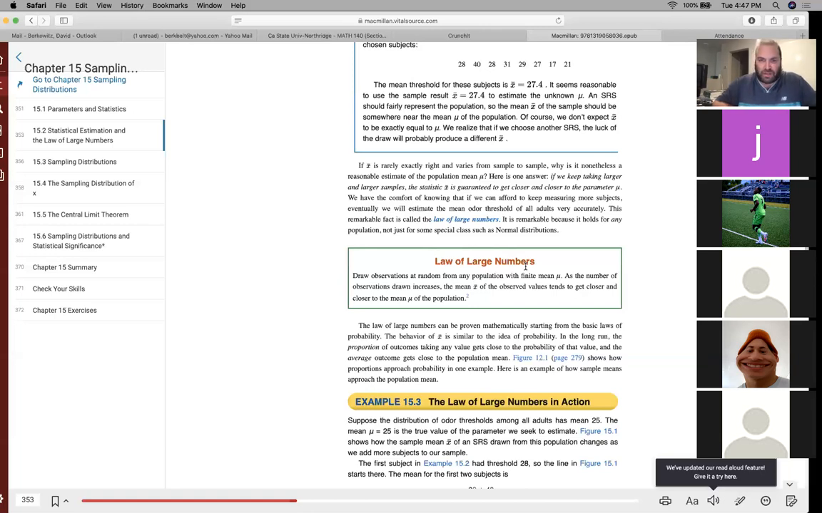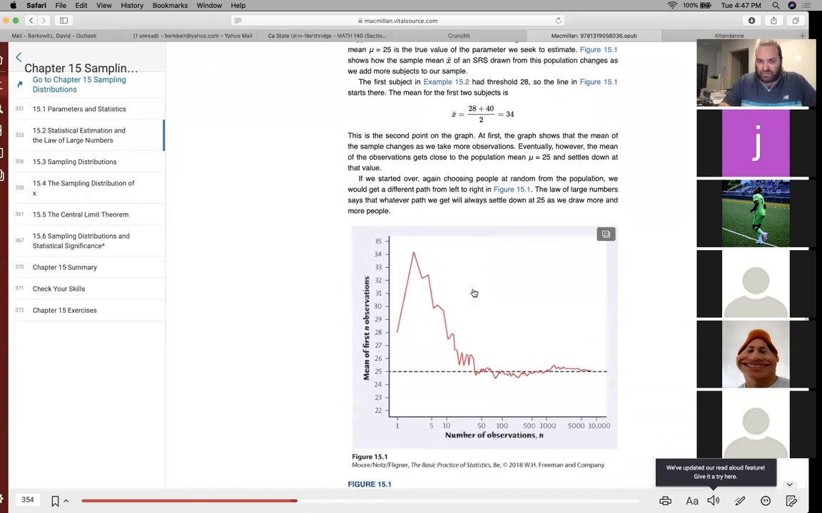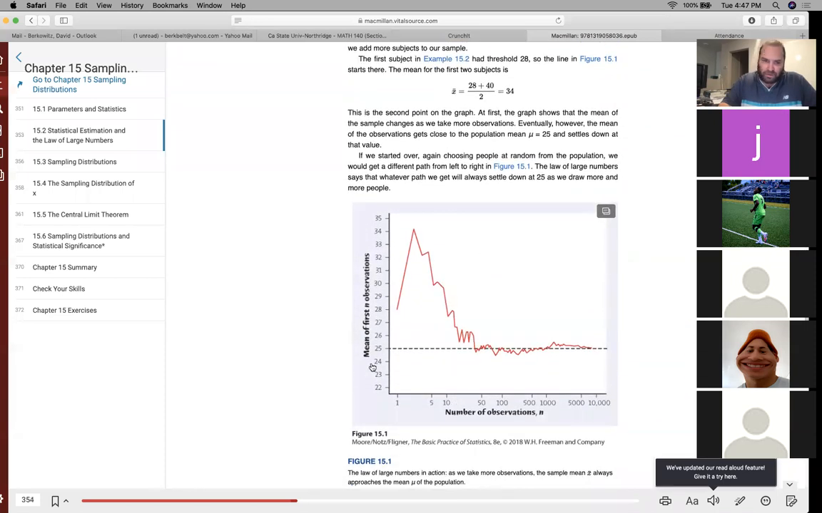Conceptually, it just says that as a sample size increases, the sample value, your statistic, will get closer and closer to the population value, the parameter that it is approximating. Okay, does that make sense? Here's an example of the mean.